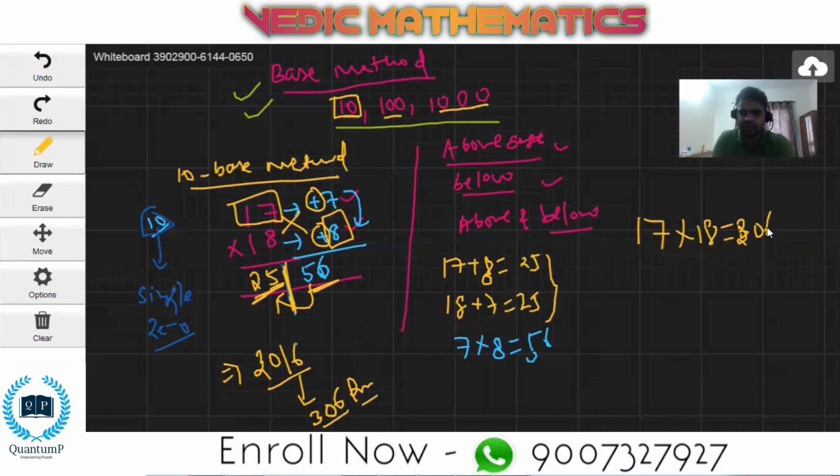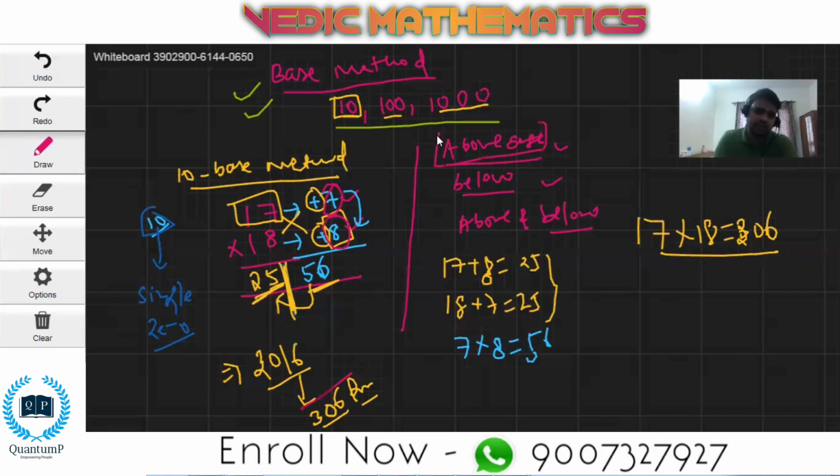So it's so much easy. You see, 17 is added to the 8, 25, then 7 into 8, 56. After this line we have to multiply this 7 and this 8, and that gives you the answer. So this is the 10 base method of above base.